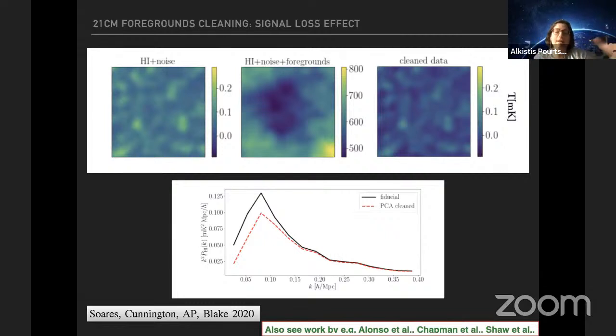That is because on the large radial scales, the foregrounds and the signal are very similar. So inevitably you lose some signal. You can see in the bottom panel, which is the usual spherically averaged power spectrum, that the fiducial, the black line, the true signal without any foreground contamination, is at a certain level. When you include foregrounds and then clean them with principal component analysis, you do get a signal loss that is more evident on the large scales. So what do you do about that?